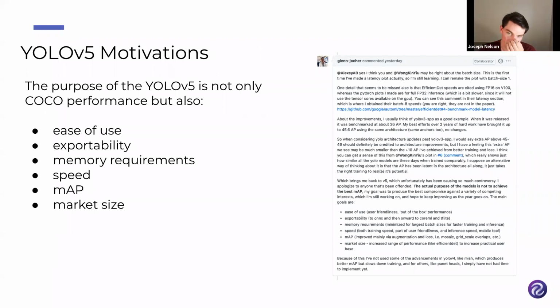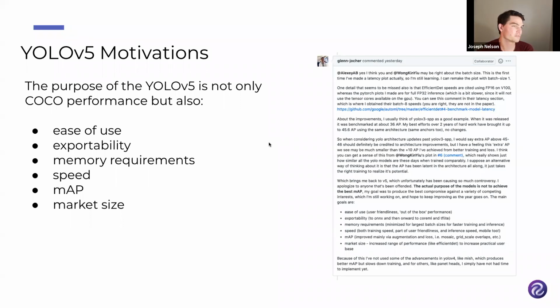Yeah. So as you mentioned, we were able to connect with Glenn directly and talk with him about some of this, and we've posted some thoughts and videos, and we've also written extensive posts comparing and contrasting a lot of the benchmarks and whatnot. But I think the headline thing to be aware of is that when Glenn released YOLOv5, he said the main goals are ease of use, exportability, low memory requirements, high speed, improved mAP, especially via augmentation, and model size, increasing the range of performance so that there can be a higher practical user base of people that derive value from this technology.